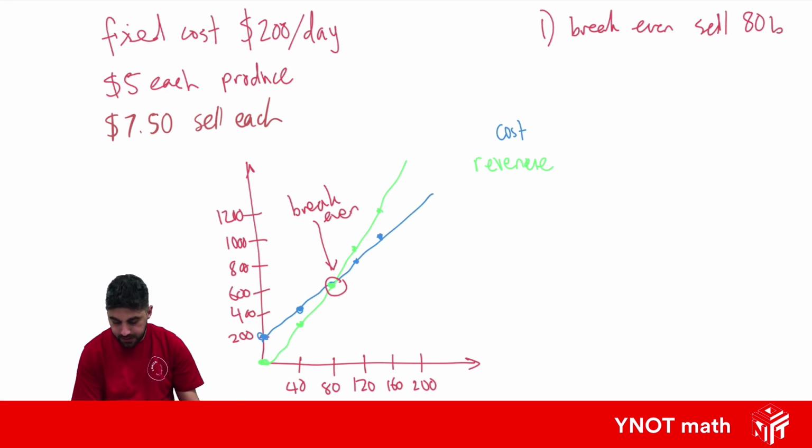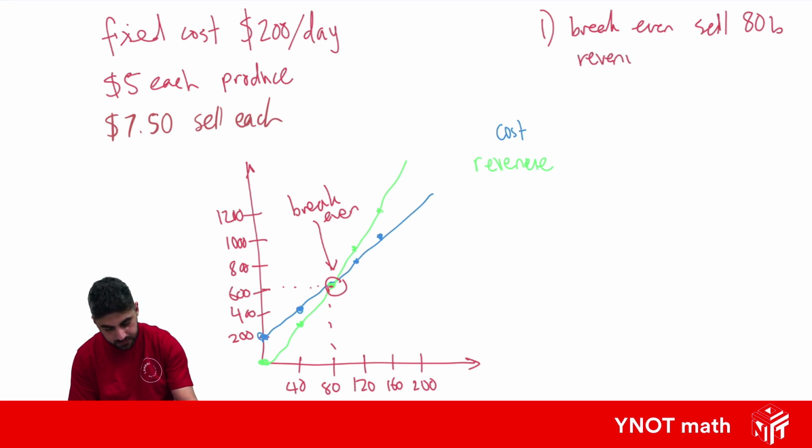And what's the revenue at the break-even point? Well, that's $600. Which means the company's bringing in $600, and it's also costing them $600 as well, so they're not making any money at that point.